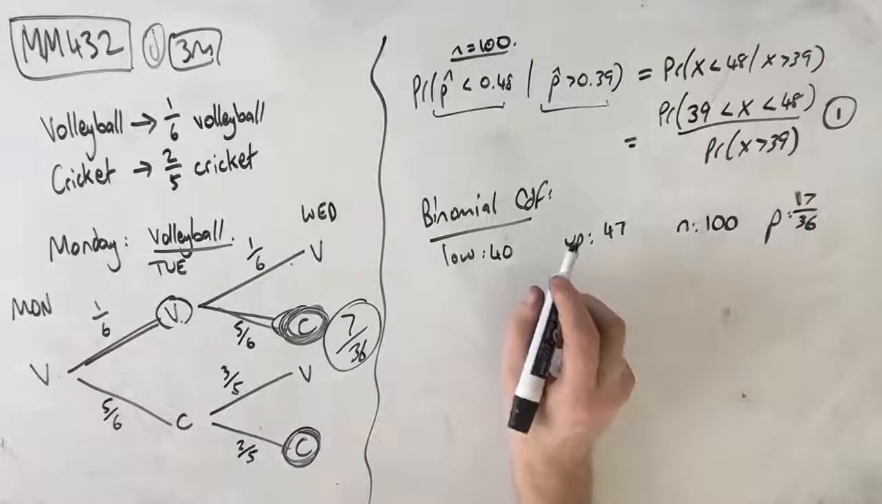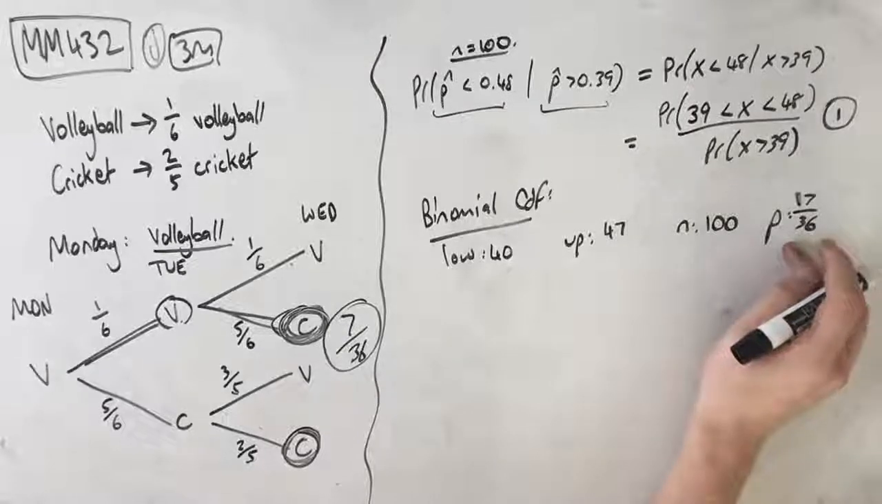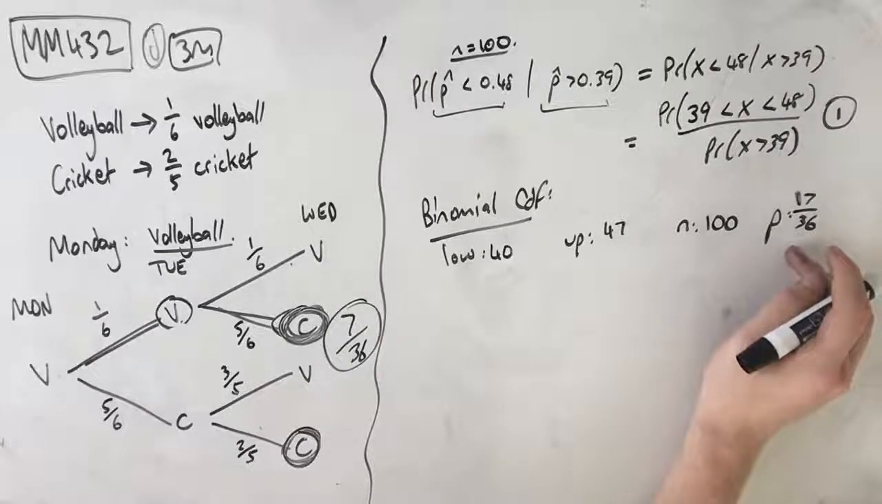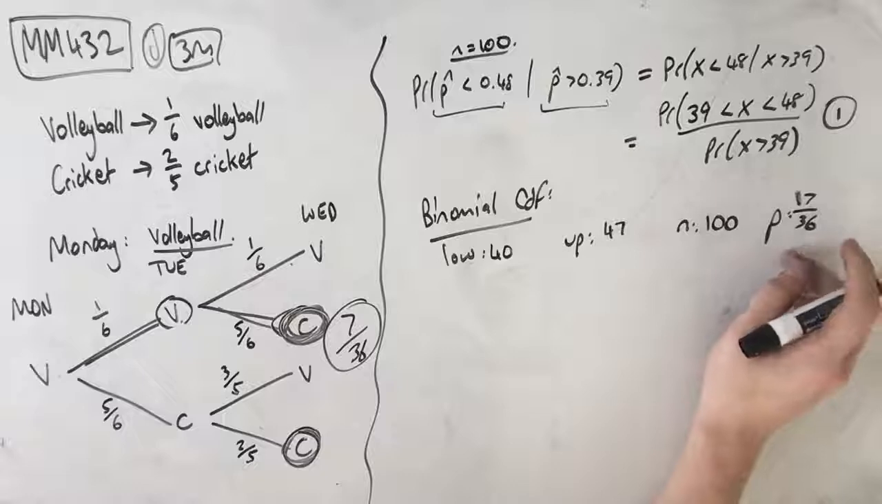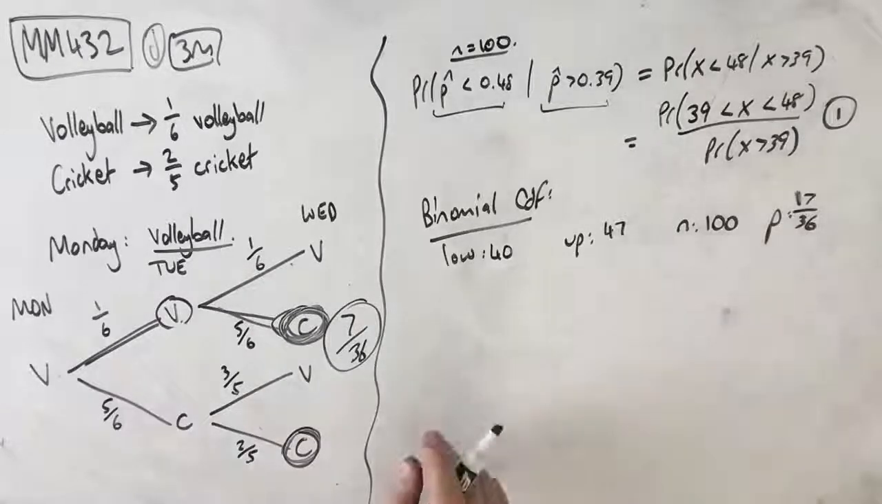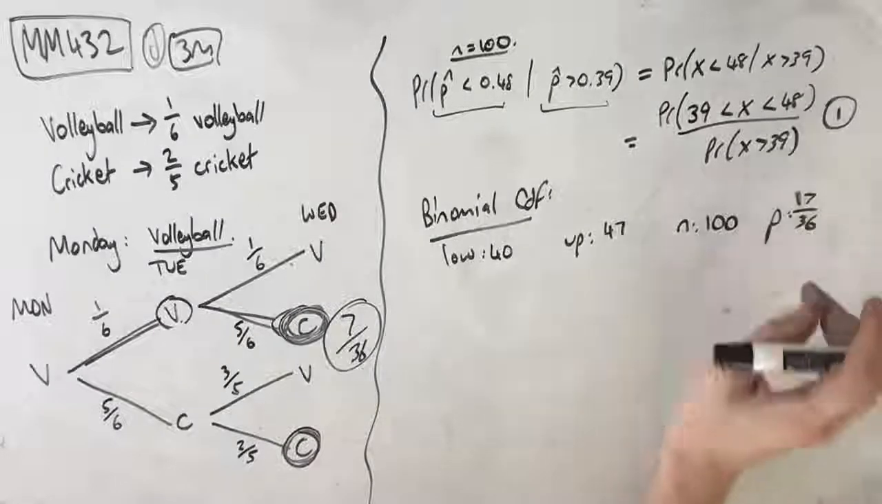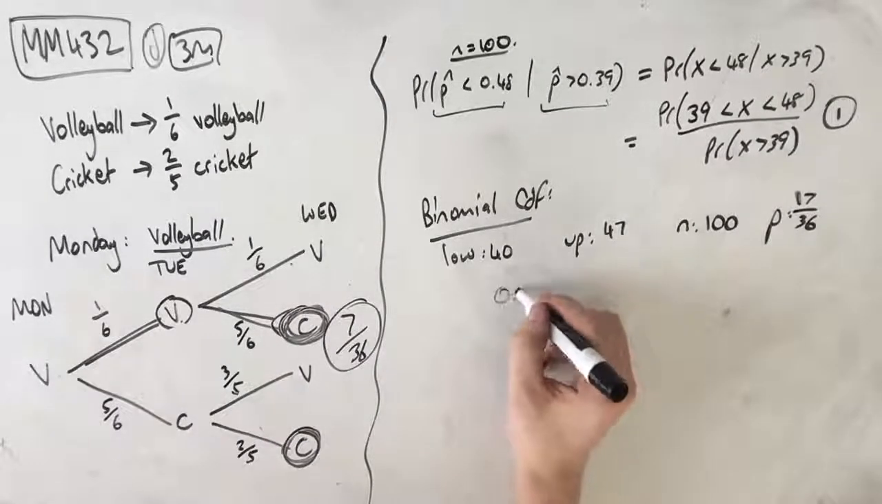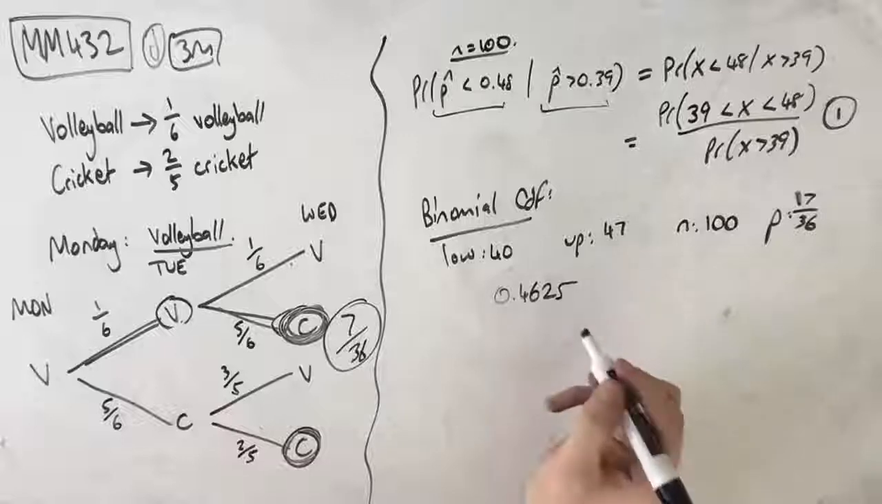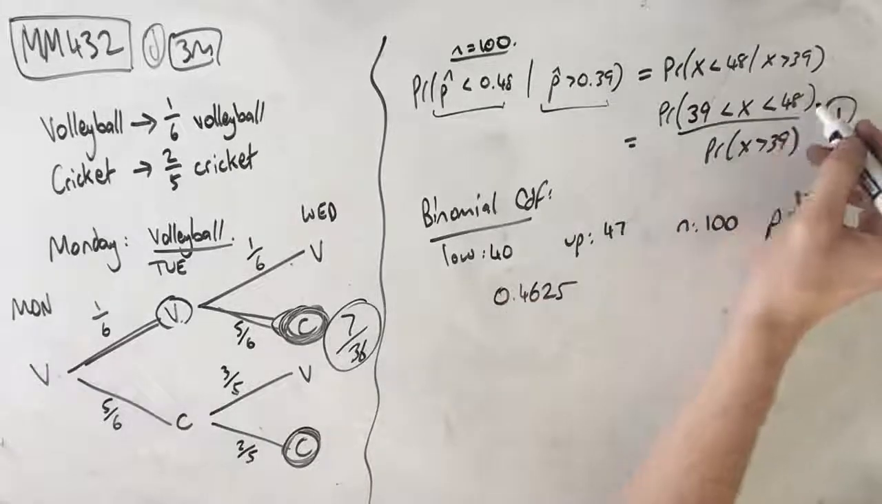And if your p-value here in your worked solutions says 7 on 36, that's incorrect. It's meant to be 17 on 36. So that's our bad. Now, when we put this into our CAS, we get 0.4625, which is our probability of this bit here.